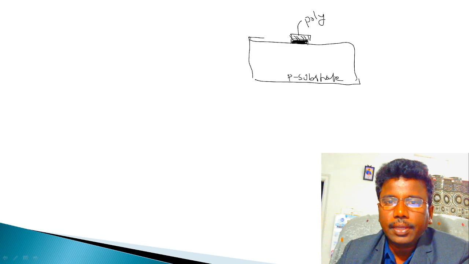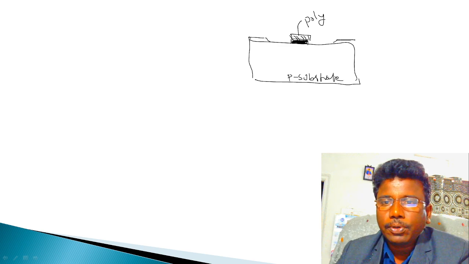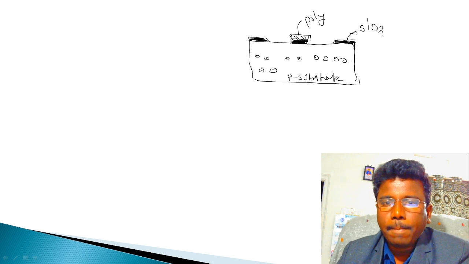So we are already coated with the SiO2 layer and photoresist layer. So this is the SiO2 layer. This is the SiO2 layer. So this is a silicon dioxide layer. Of course it is having holes. The P substrate is having holes material.